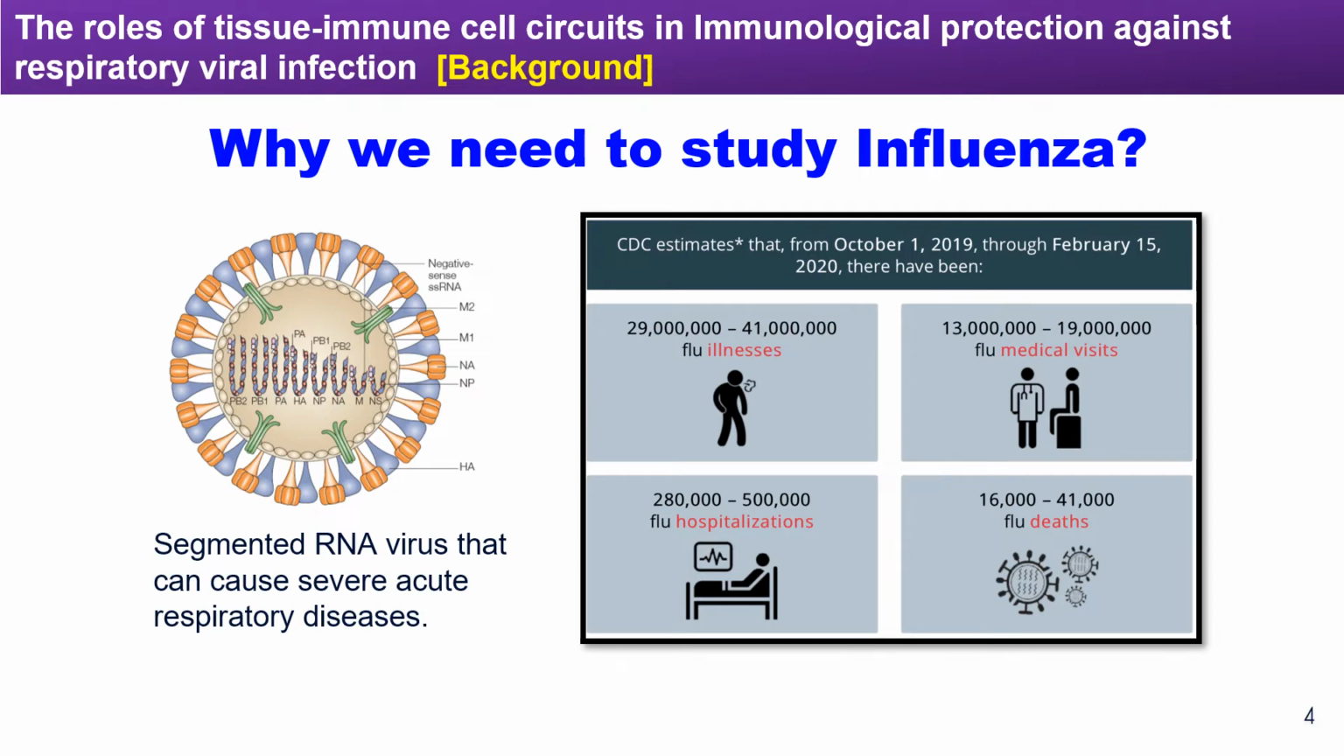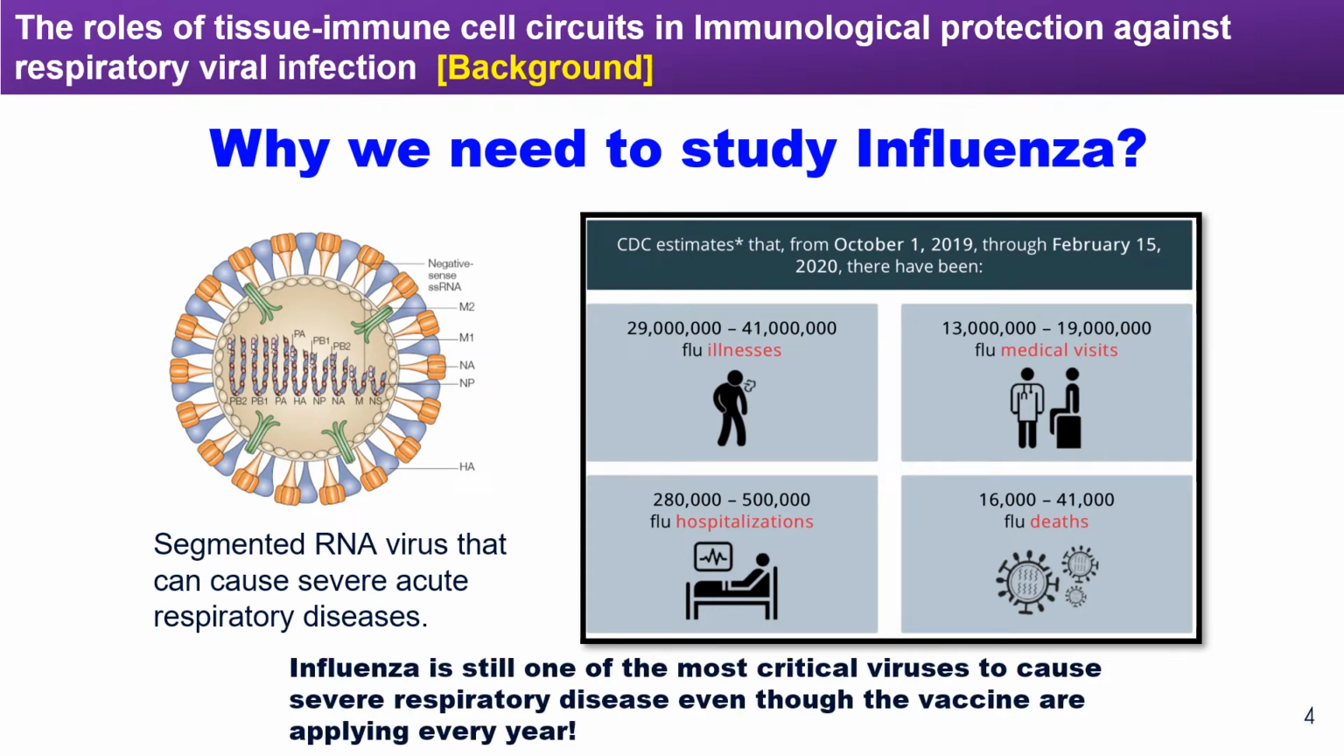The reason why these numbers are a critical issue these days is that influenza is still one of the most critical viruses causing severe respiratory disease, even though vaccines are offered every year. So that's why we still have to keep studying the influenza virus.